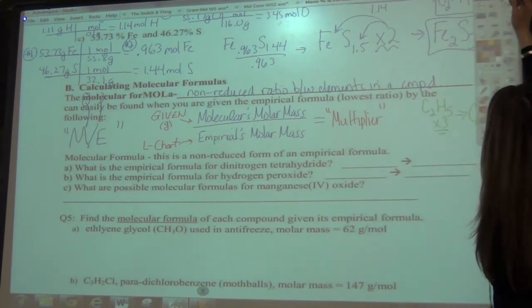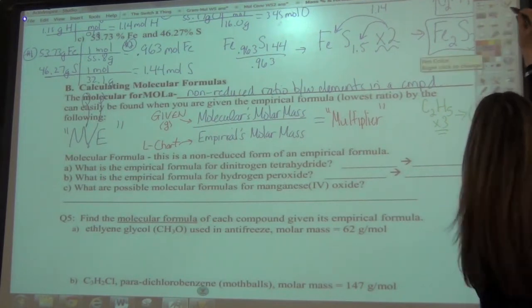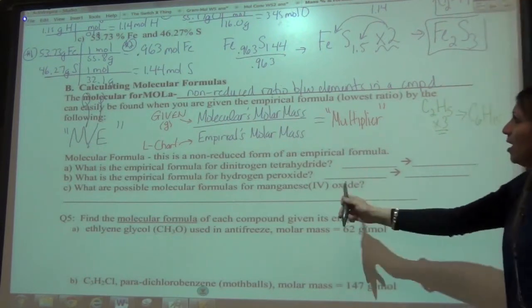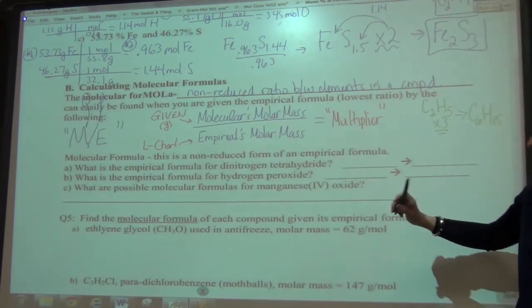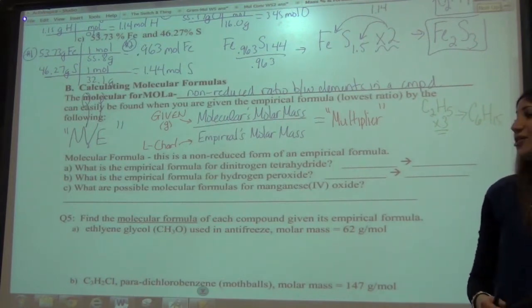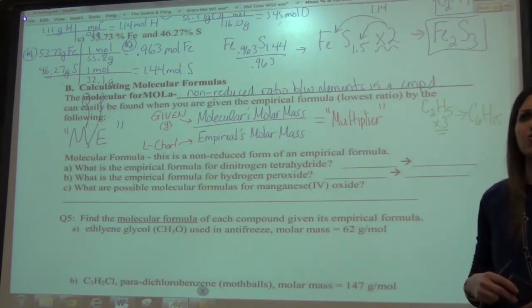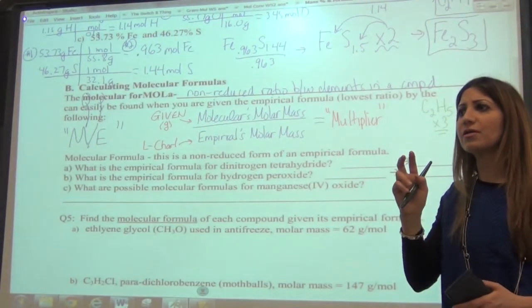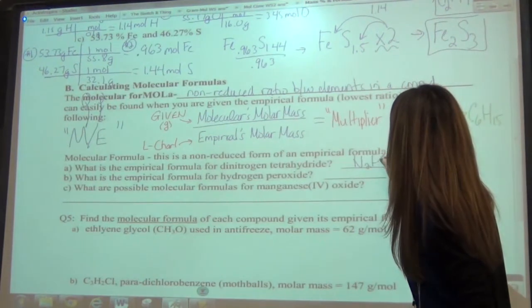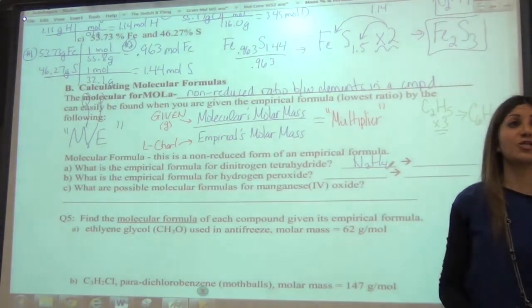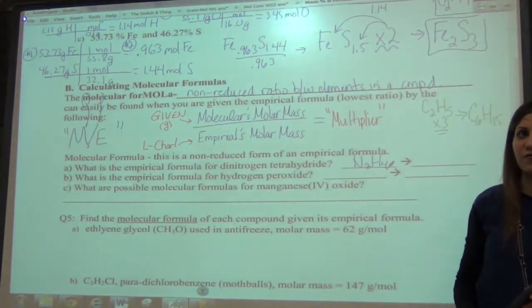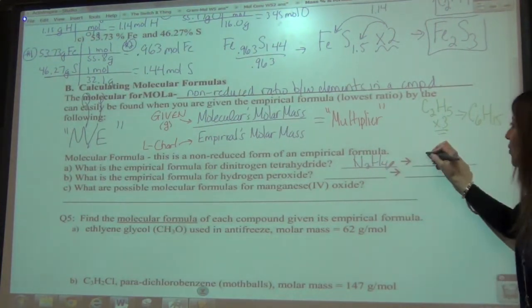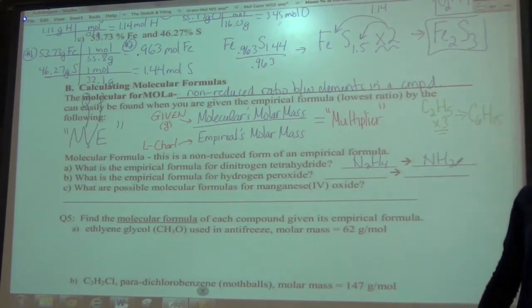So let's just answer these questions real quick about the molecular, which are pretty easy to answer here. We already started talking about this too. So we've got, this is a non-reduced form of an empirical formula. What is the empirical formula for dinitrogen tetrahydride? What would that be? Dinitrogen tetrahydride. N2H4. Awesome. N2H4. So that's the formula for it. So what's the empirical formula? NH2. You can divide both of them by 2, and you can reduce it and get NH2.